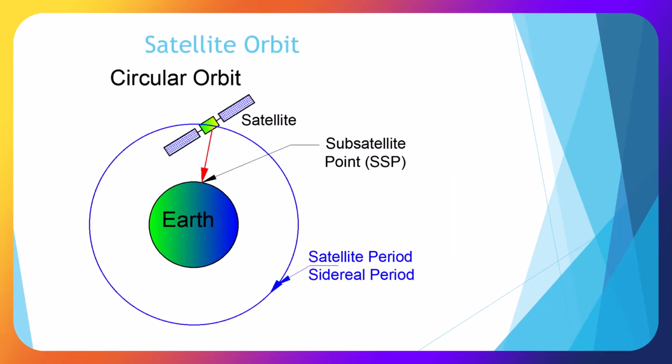Okay, let's talk about some basic satellite terminology. A circular orbit would be a circular path around the Earth. The sub-satellite point, or the SSP, is the point on the Earth directly below the satellite. The satellite period, or the sidereal period, is the time it takes for the satellite to orbit the Earth.